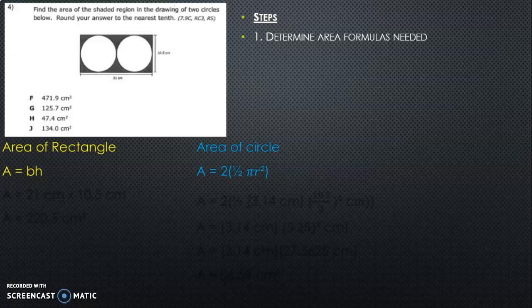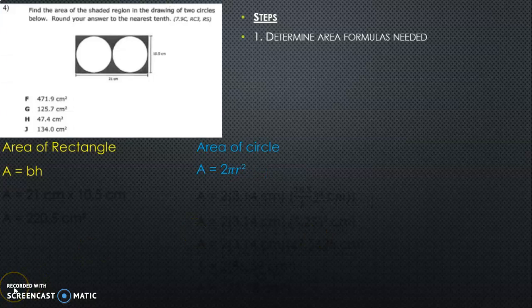Keep in mind that in order to solve this one, you're going to need to take the area of the circle and multiply it by 2, since they're similar circles. So in essence, I took the area formula for a circle, which is pi r squared, and added a 2 in the front, just to signify that we need to multiply at the very end by 2.